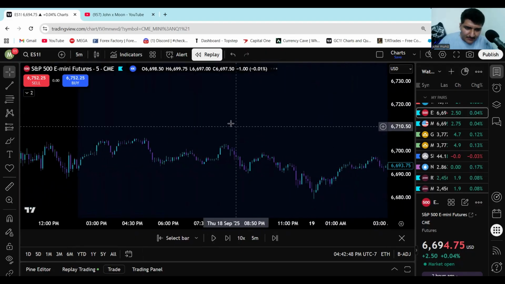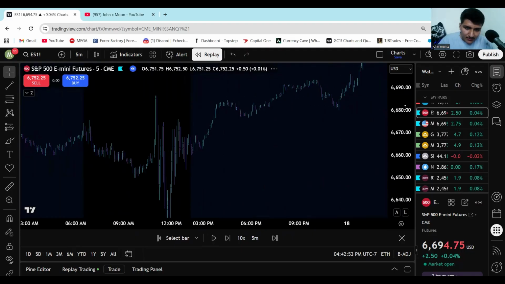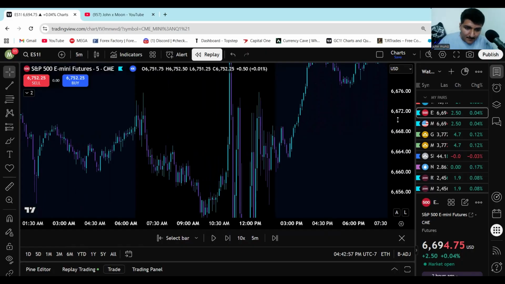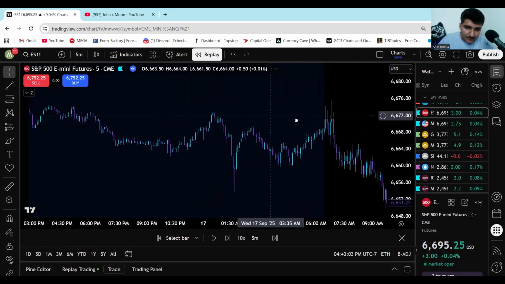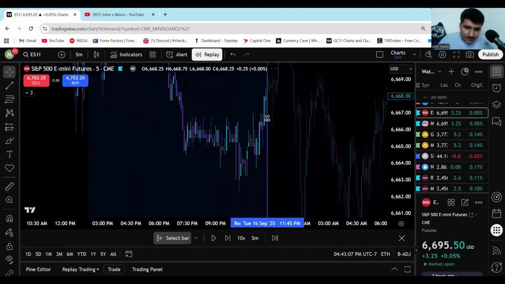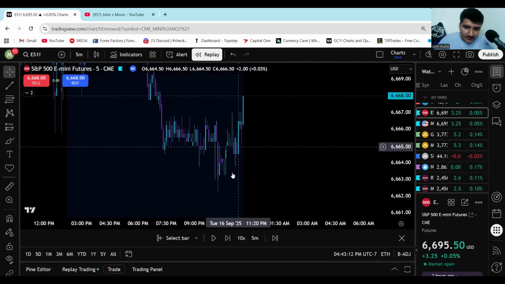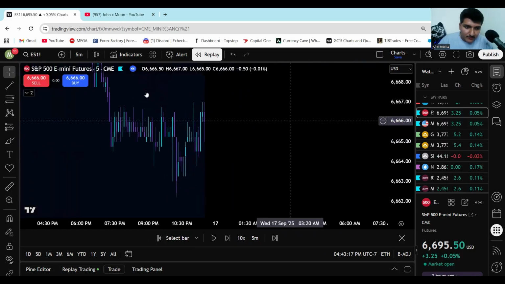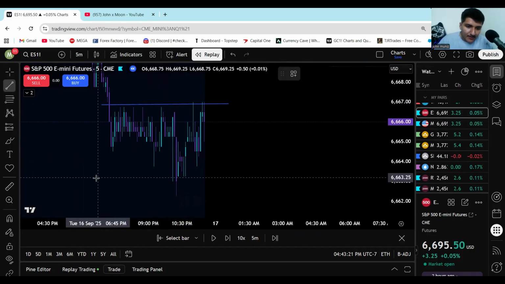Trying to look for a consolidation, like a super strong consolidation. But let's see. I would say this is pretty strong consolidation here. So we can see that there is no trend in this area, right? If we play it back from this candle, we see that there's completely no trend in the market.